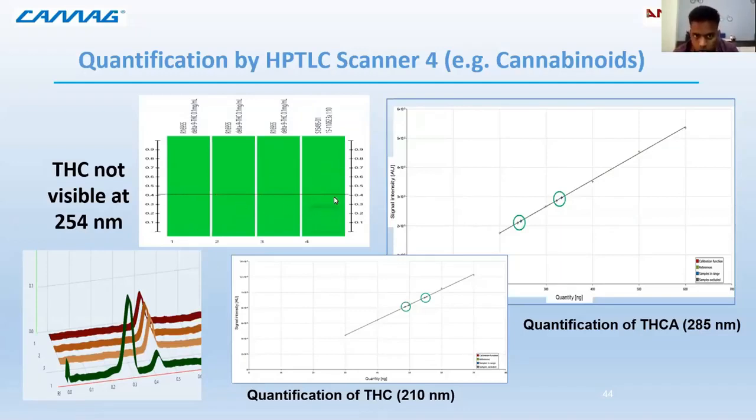This line was drawn here. So at 210 nanometer, it is detected. That is at a lower range, it is not visible at 254 nanometer, but by the scanner it is detected, it's showing the peak for that. So here you can see this is a peak, and for the tetrahydrocannabinol it is showing 285 nanometer. So this is the use of the TLC scanner.